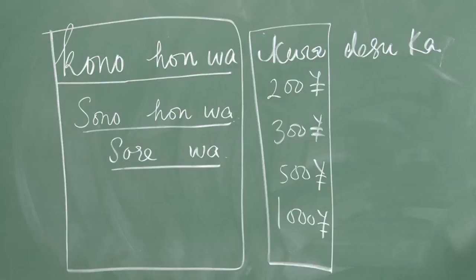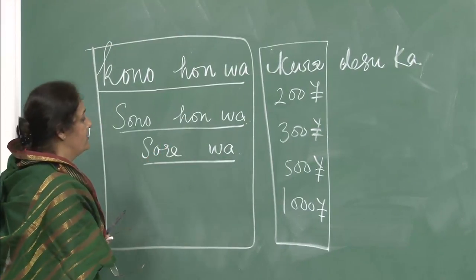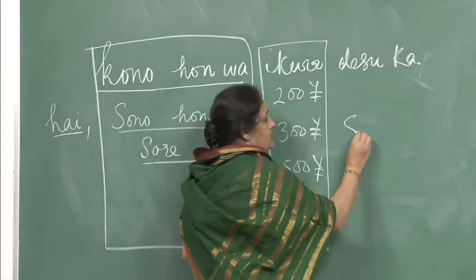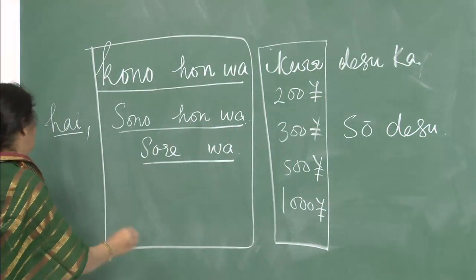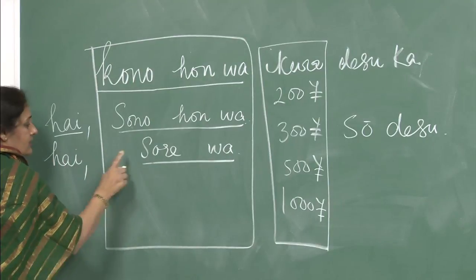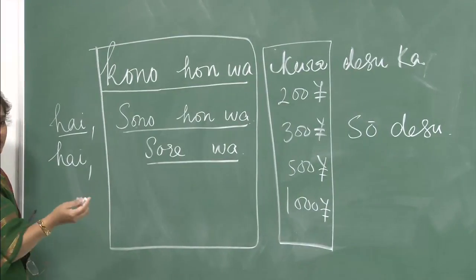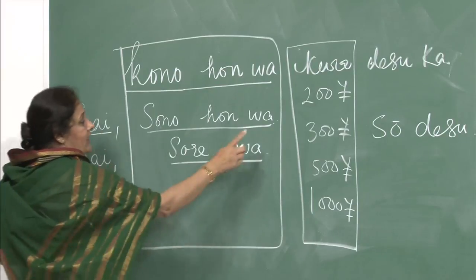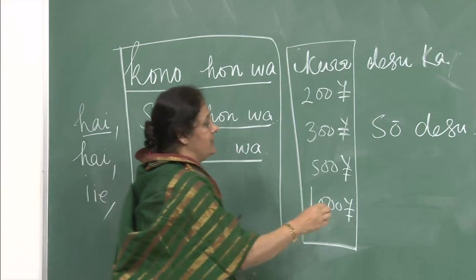So the answer could be, hai. Hai. Sono hon wa 200 yen desu. Hai. So desu. Short answer, you have done. Hai. So desu. Hai. Sore wa 200 yen desu. Or, if you want to say no, it is not so, then iie, sore wa 200 yen dewa arimasen. Or iie, sono hon wa 200 yen dewa arimasen.